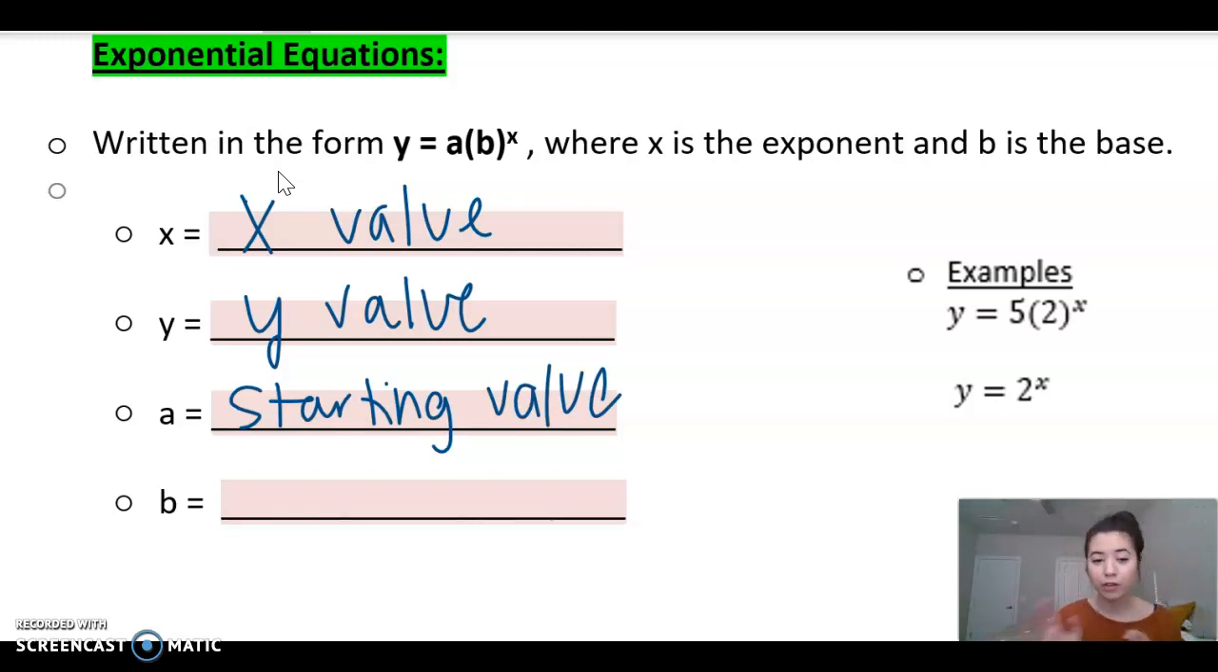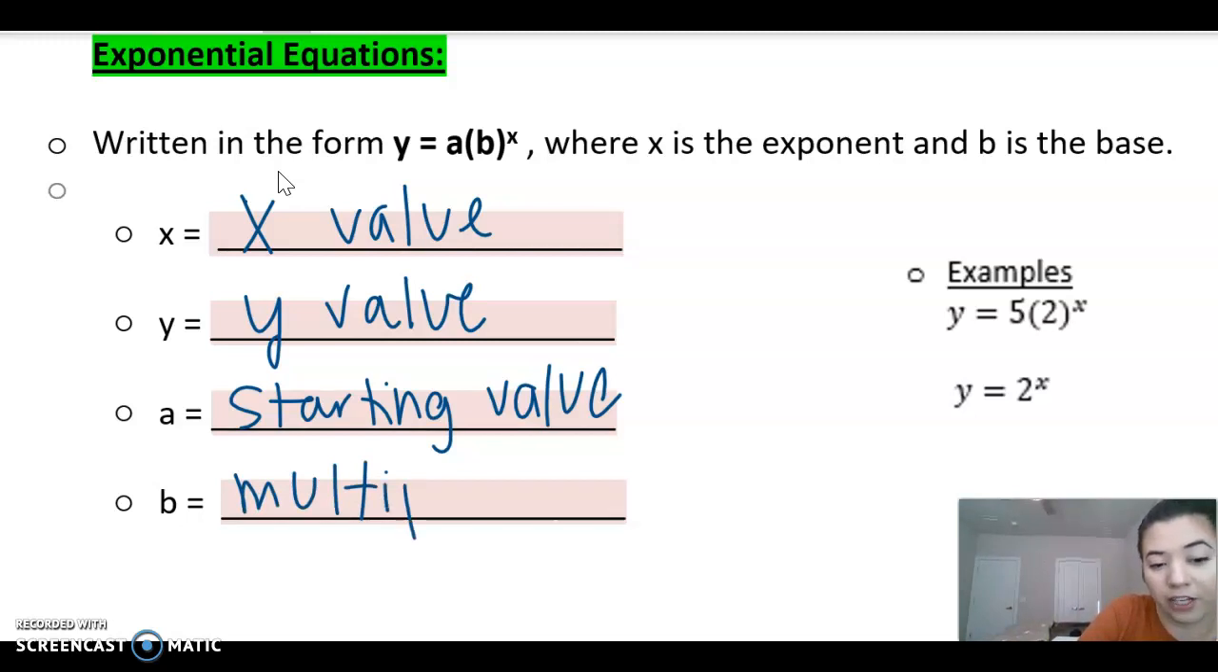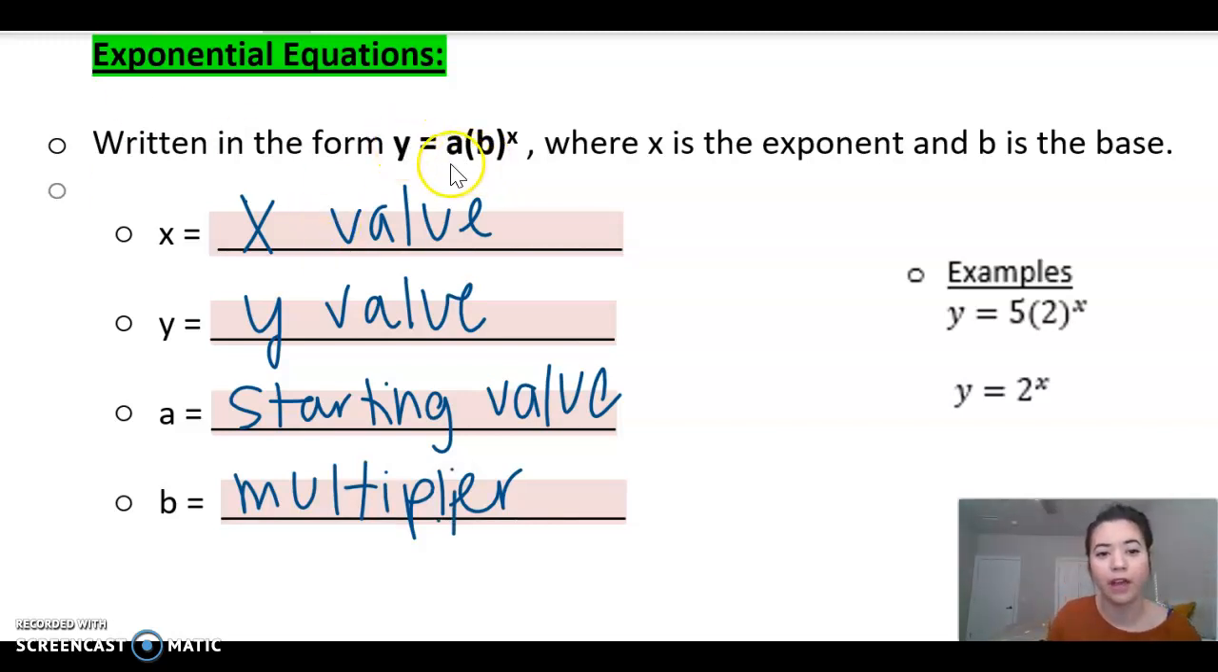So those are flipped around here. So A is our starting value for exponentials, and then B is that term multiplier that we've talked about, that constant thing our table or our problem is being multiplied by. Ooh, multiplier. So again, we have A as our starting value, and B is that constant thing we're multiplying by.